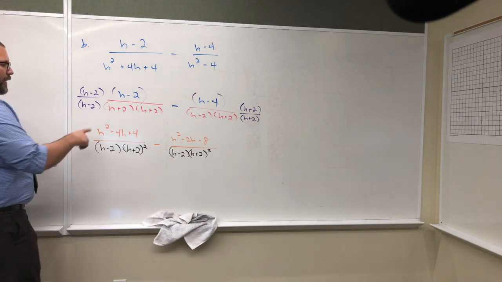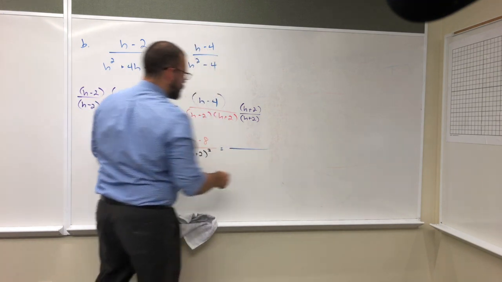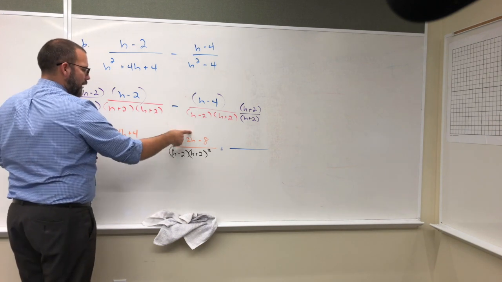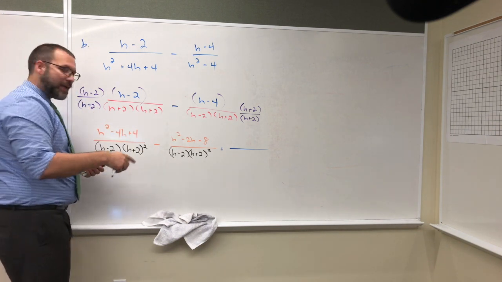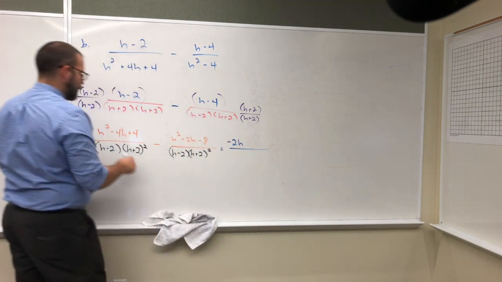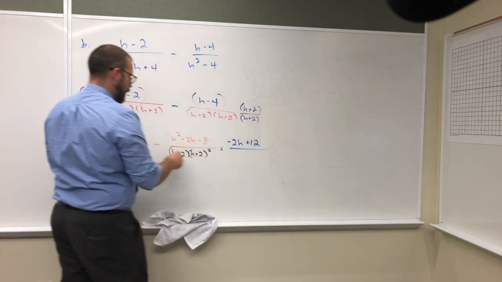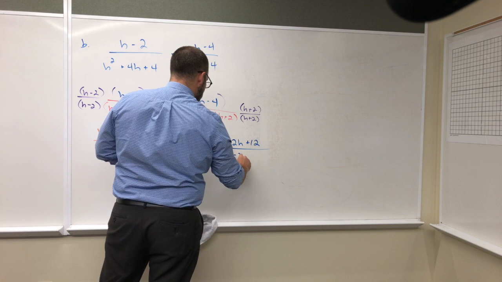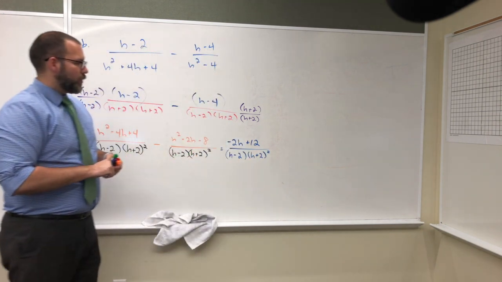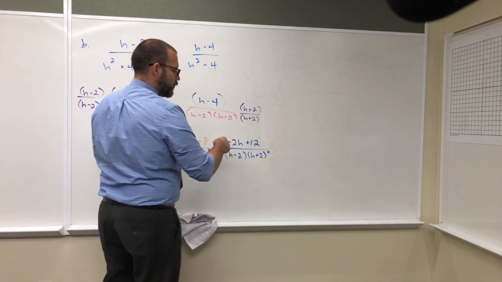From here, we want to do our subtraction. H squared minus h squared is 0 h squared, which we don't need to write down. It's just nothing. Negative 4h minus negative 2h, minus a negative, remember, we're really adding. Negative 4 plus 2 ends up being negative 2h. 4 minus negative 8 is plus 12. And of course, my common denominator, nothing is changing there. H minus 2 times h plus 2 squared. Negative 2h plus 12.